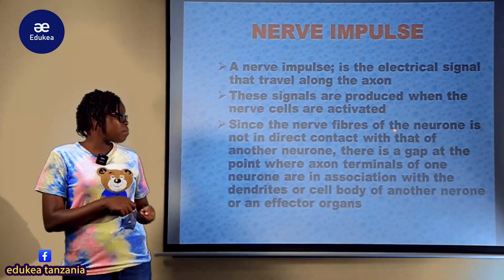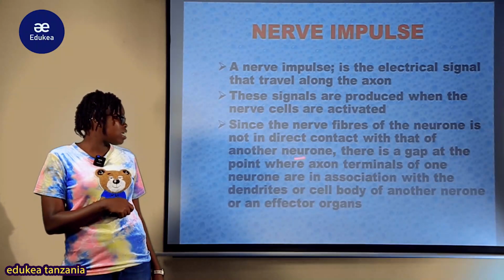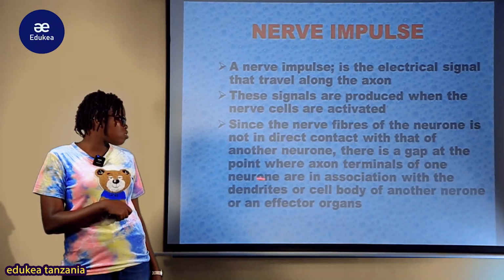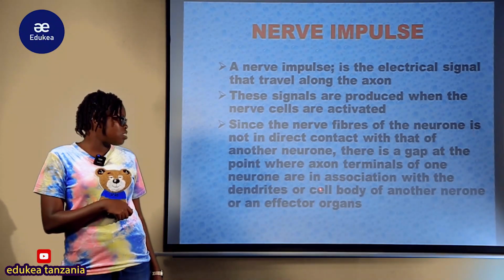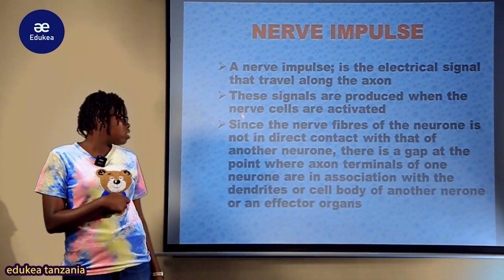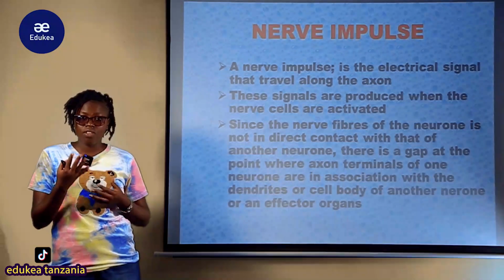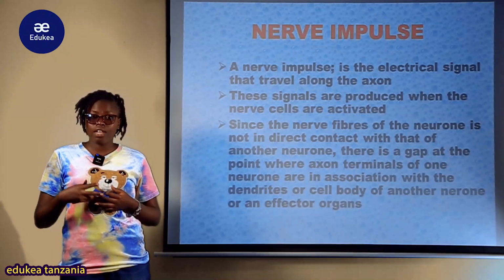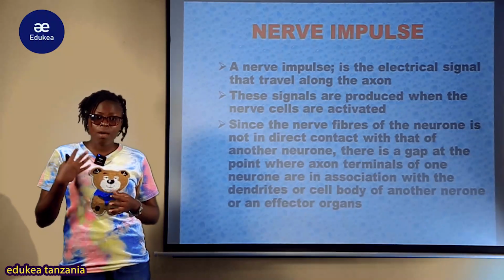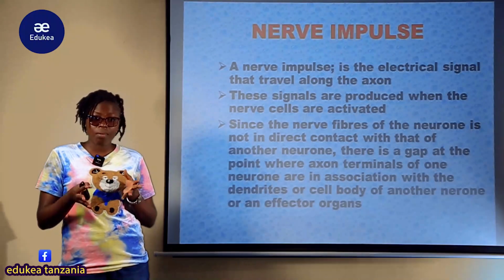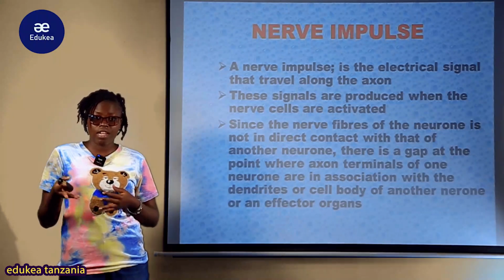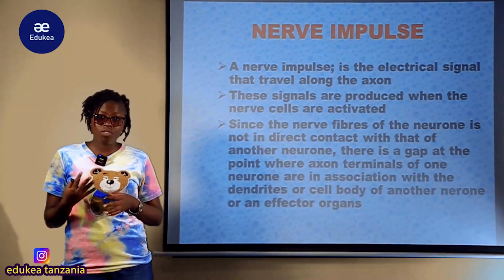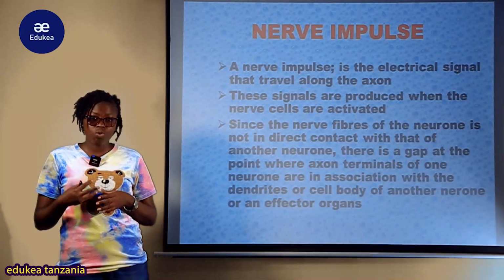Since the nerve fibers of one neuron are not in direct contact with those of another neuron, there is a gap at the point where axon terminals of one neuron are in association with the dendrite or cell body of another neuron or an effector organ. As we discussed the structures of the different types of neurons, we see that we have three types: sensory neuron, relay neuron, as well as the motor neuron. When you look at this structure, you see there is a gap separating the dendrite of one neuron and another. That gap is known as the synaptic junction or the synapse, which is used to relay the information to the effector organ.